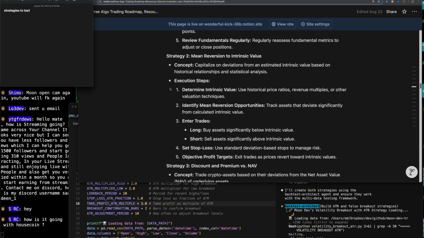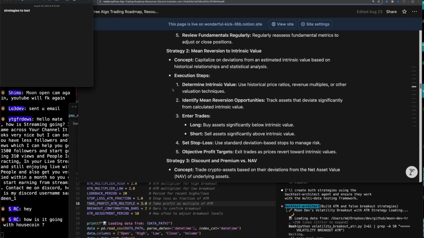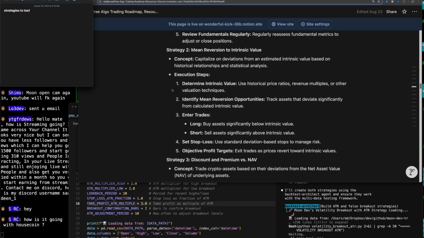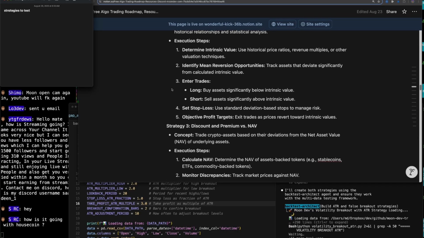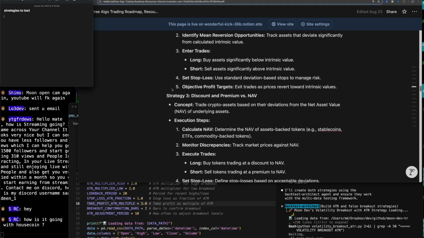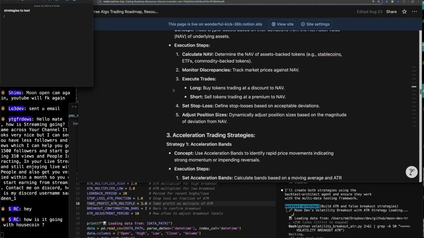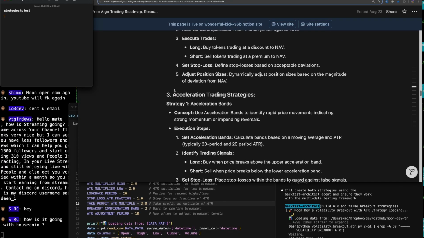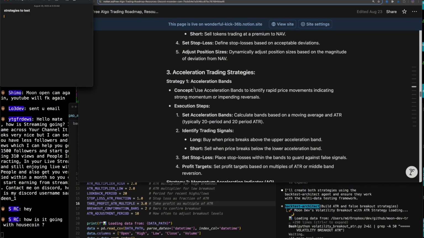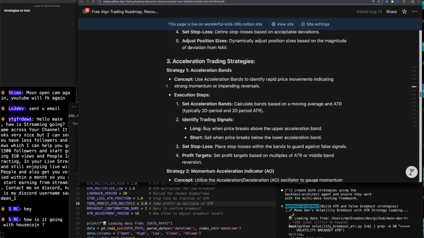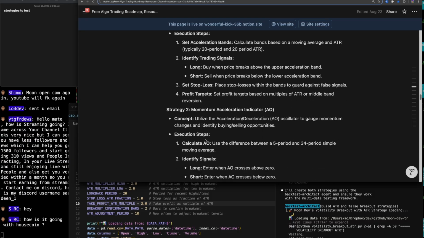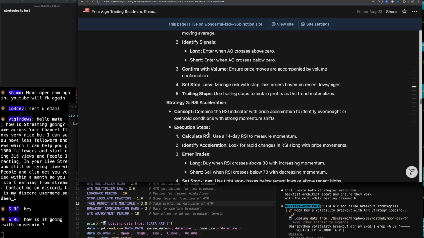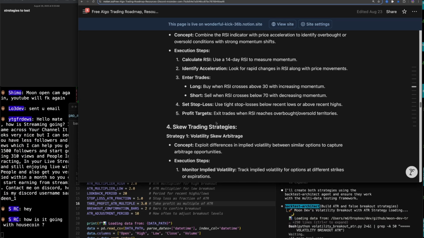Mean reversion to intrinsic value. Capitalize on deviations from estimated intrinsic value based on historical relationships. Discount and premium versus NAV. Acceleration trading strategies. Acceleration bands. Okay, this is one I want to do. And then acceleration indicator as well. And then RSI acceleration. Yes, I want to do those three. So I'm going to put those up next.